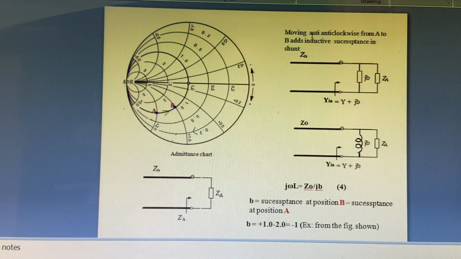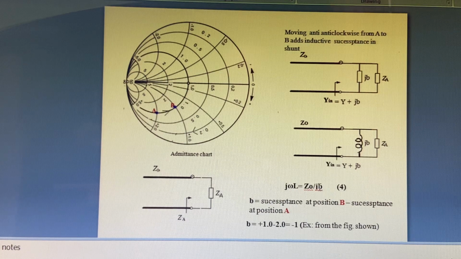Similarly, if you move in the anti-clockwise direction over the conductance circle like this, that adds a shunt element, an inductor, as shown in this figure. To find the value of this inductor, we should use equation 4.